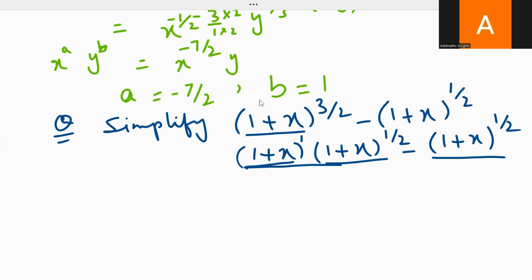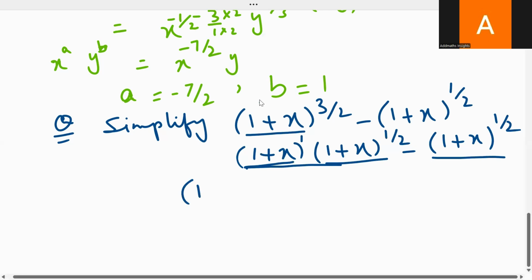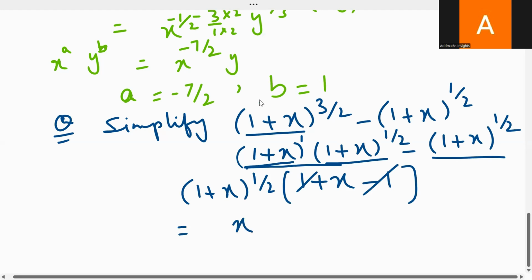Now from these two you can take 1 plus x whole raised to the power 1 by 2 as common, and you are just left with 1 plus x here and minus 1. Now you can simplify, and your final answer is x into 1 plus x raised to the power 1 by 2.